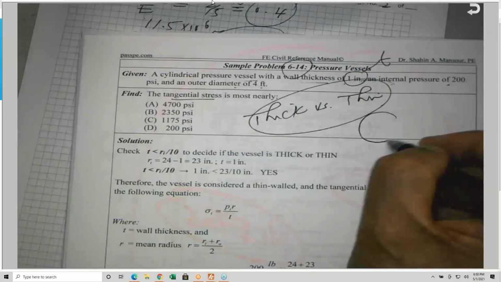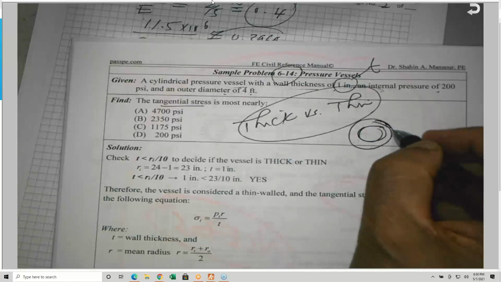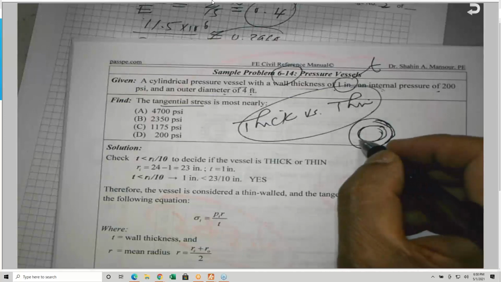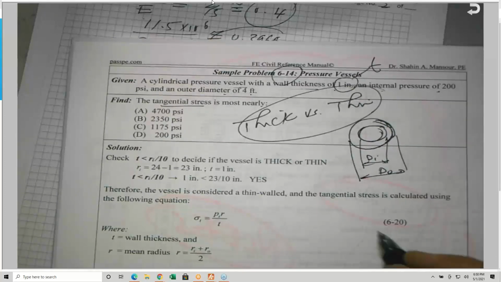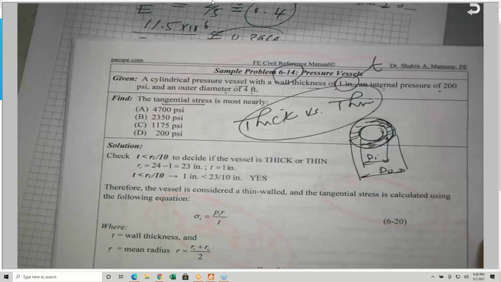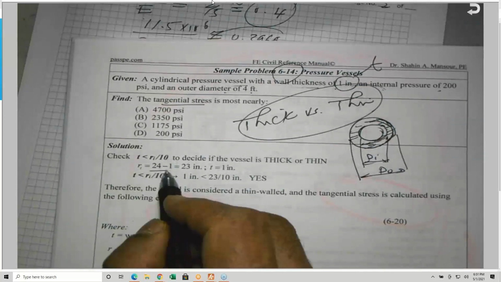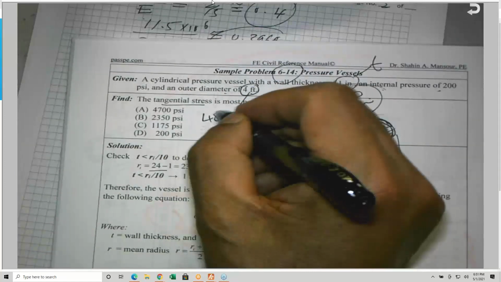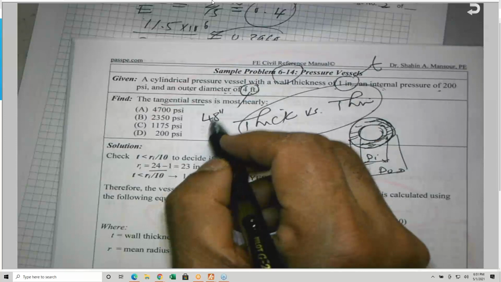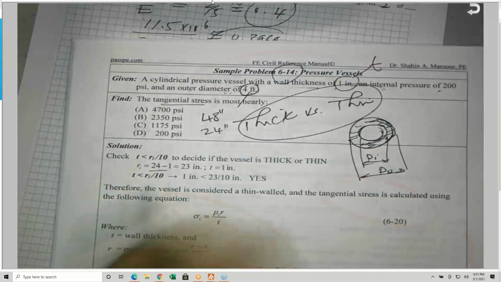So outside diameter, here it is. Sorry, I'm drawing my cylinder like an egg, but believe me, they are very close. So this is the inside diameter, and this is the outside diameter, D out. And obviously the thickness is the difference between them divided by 2, because there are two thicknesses, t here and t here. So in this case, the radius is equal to what? If we give you the diameter to be 4 feet, 4 feet is 48 inches. So the outer radius is 24 inches. So the inside radius is 24 minus 1, and the t is 1 inch.